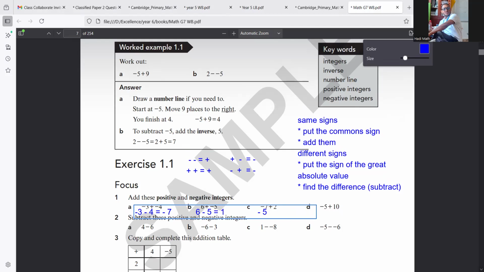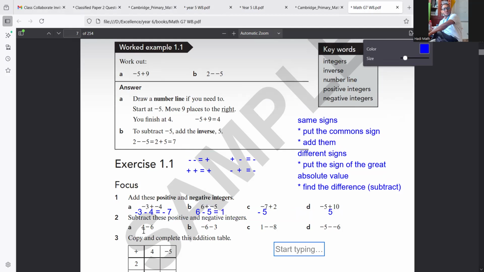The greater absolute value is 10, and the sign of it is positive because they are different signs. Positive, and then you find the difference between 10 and 5, which is 5. Do you say the answer is positive 5, or do you just say it's equal to 5? It's just equal to 5. And that's what you need to know about it.